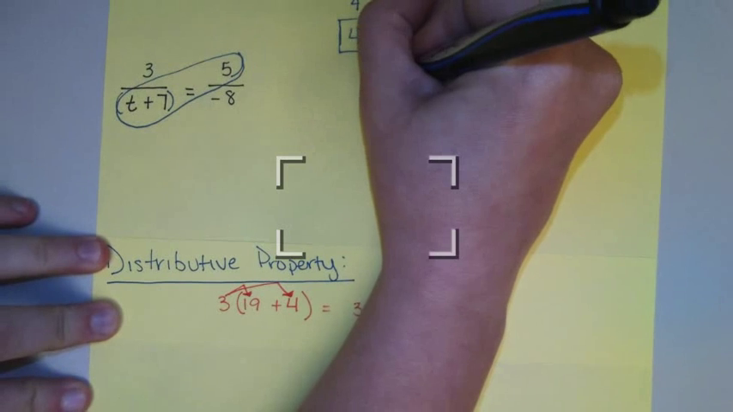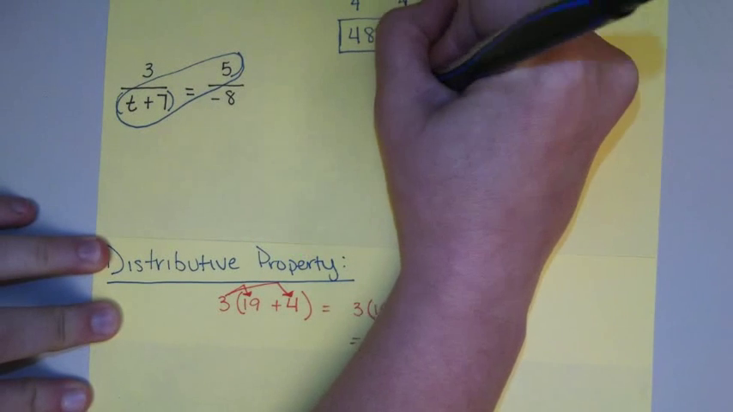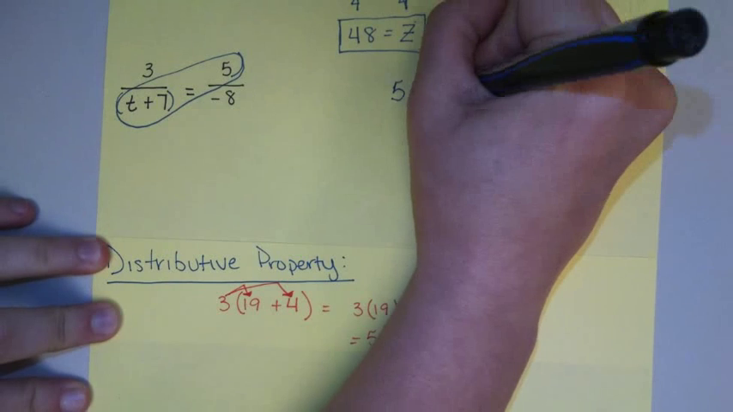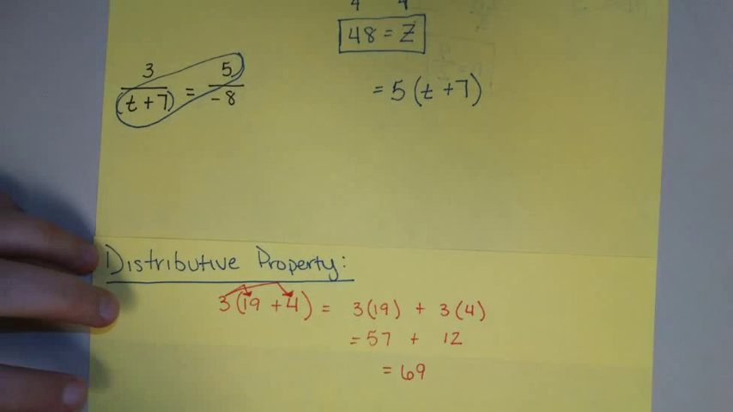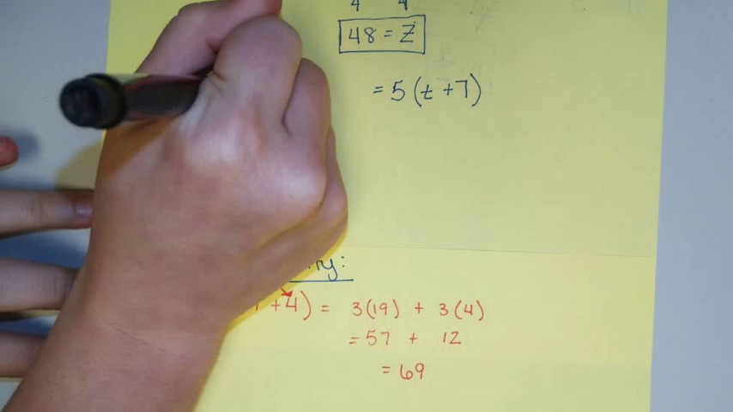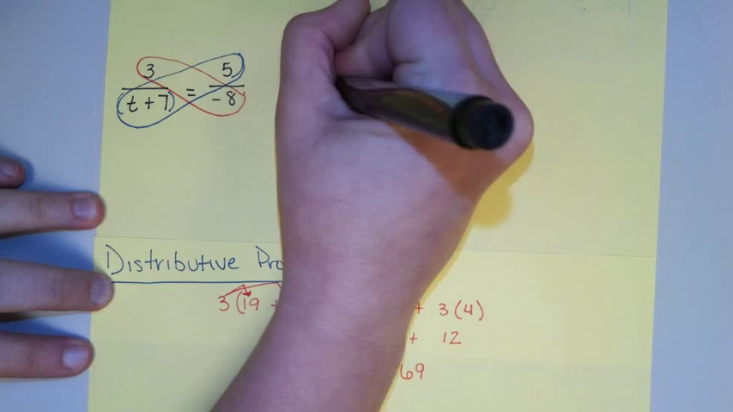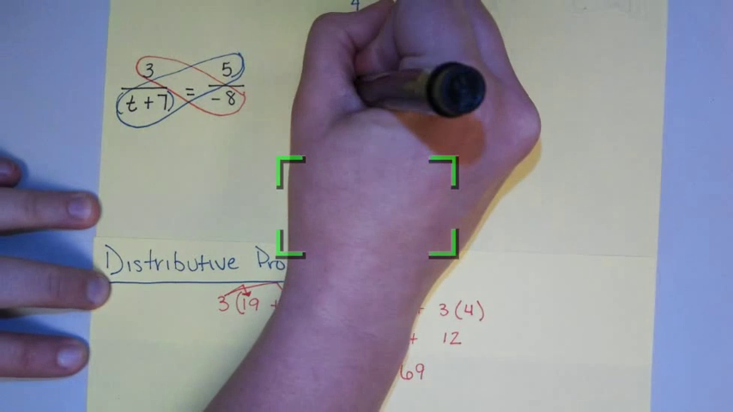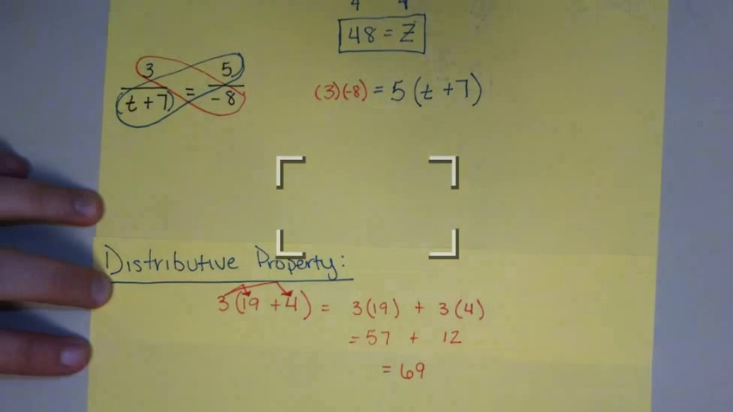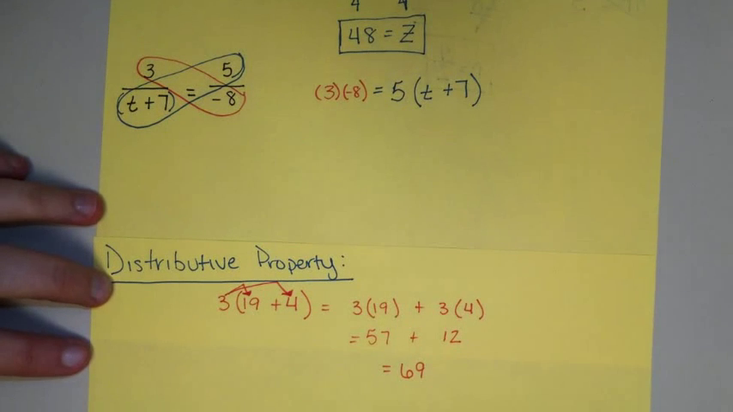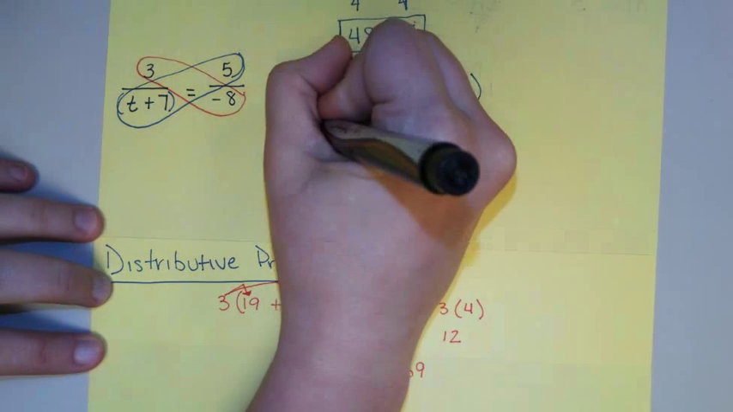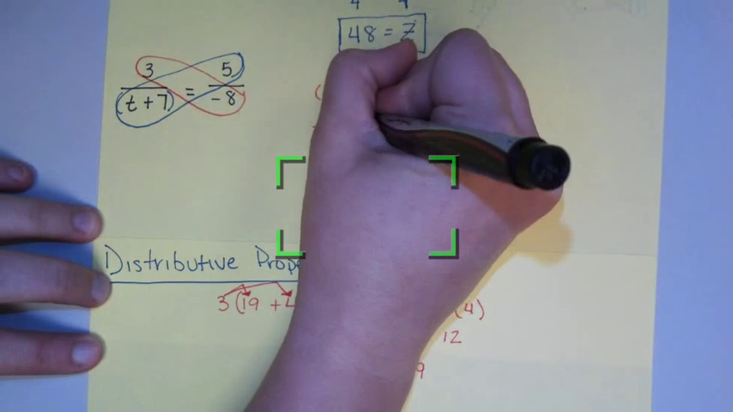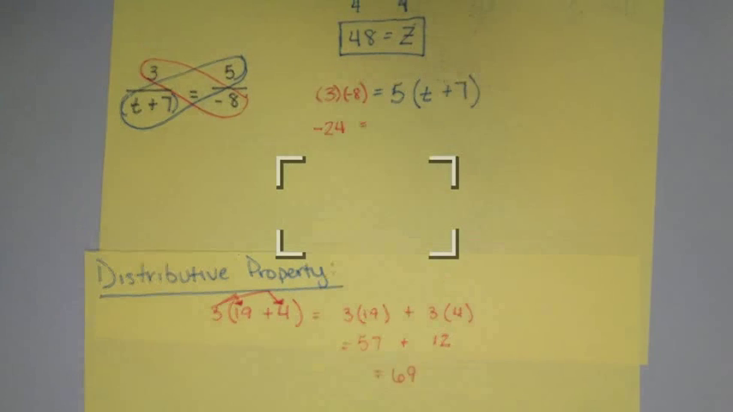So I have 5 parenthesis t plus 7 close parenthesis, which equals, then I have 3 times negative 8. When I multiply 3 and negative 8, I get negative 24. Bring down my equal sign, and now I'm going to distribute.